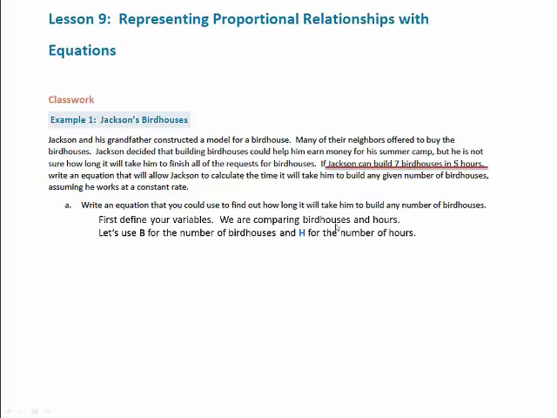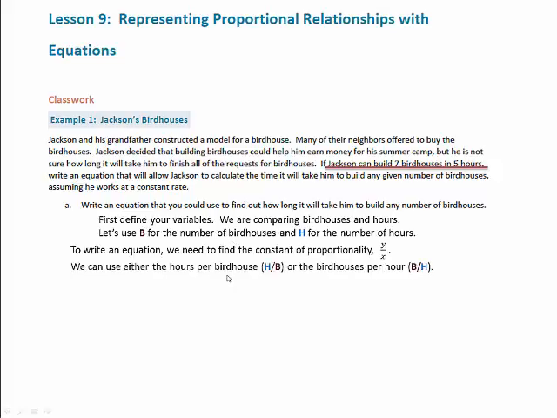We're going to compare birdhouses and hours, so let's use a capital B for the number of birdhouses Jackson can build, and a capital H for the number of hours it takes him to build them. To write an equation, we need to find the constant of proportionality, which is y divided by x. But which number is y and which number is x?